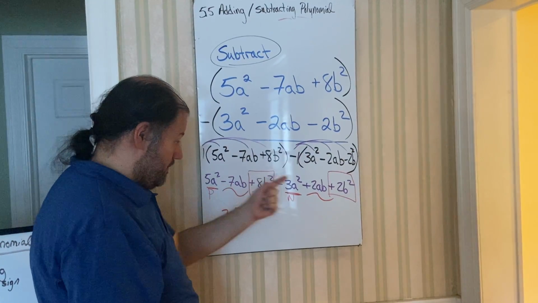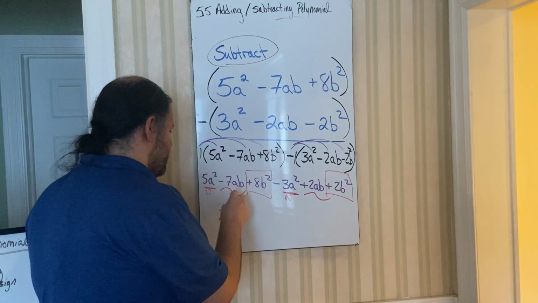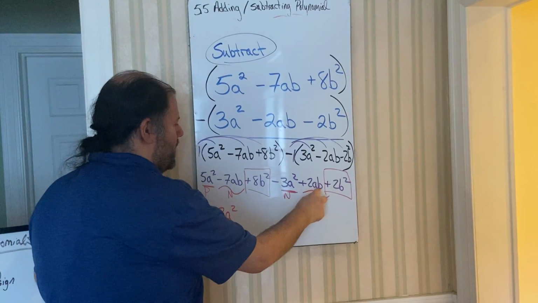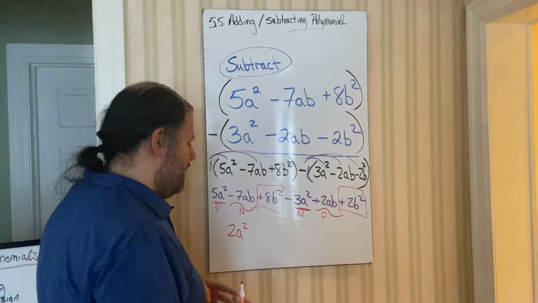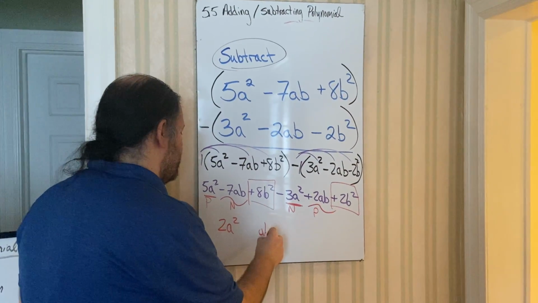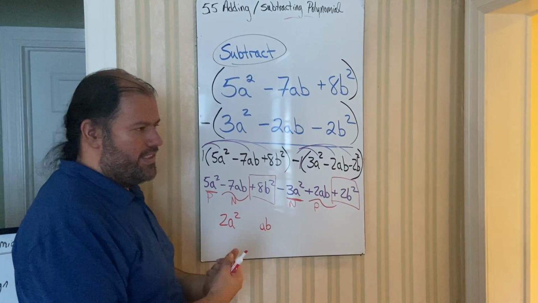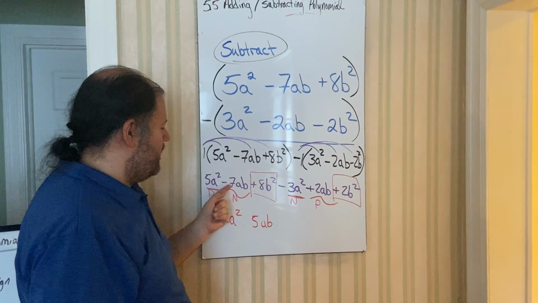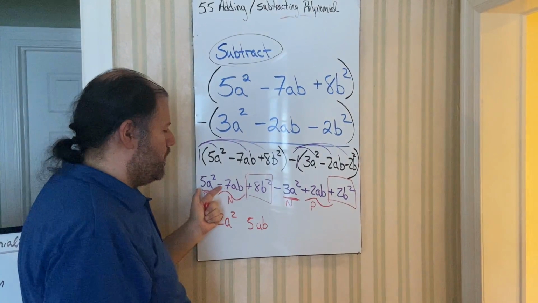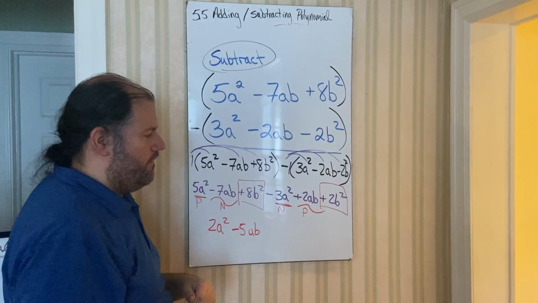Remember, a squared stays the same variable part, a squared. Now a to the first part, no exponents. So this is a negative, this is a positive. 7ab plus 2ab, keep the same label, ab. Just know that the coefficient, negative 7 plus 2, different signs, subtract. This time, team negative wins. 7 players versus 2. This has more players, so it's going to be a negative 5ab.